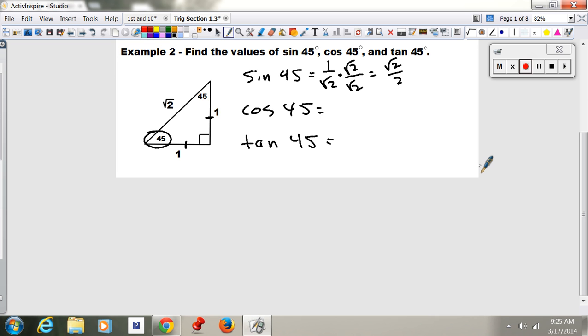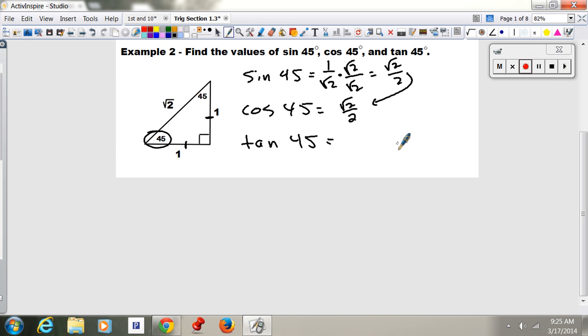Now, what do we know about the cosine of 45? It's the same because your two legs were the same. So this one right here can just come down and be radical 2 over 2 as the cosine as well. Sine of 45 and cosine of 45 are equal.